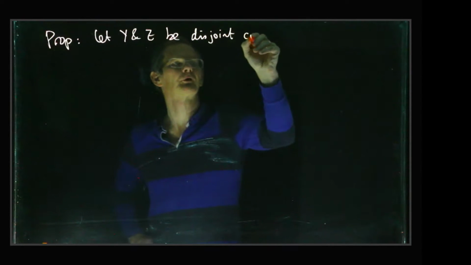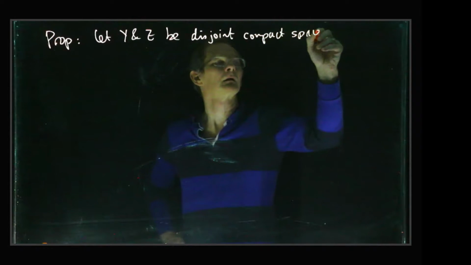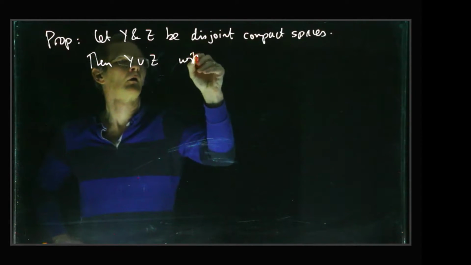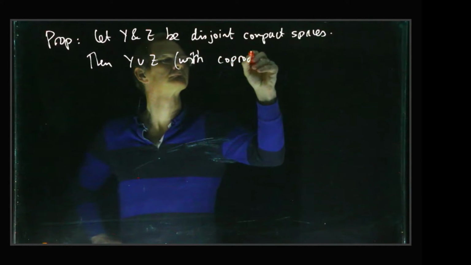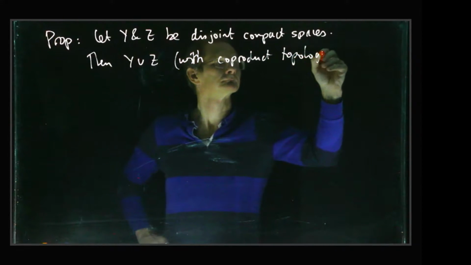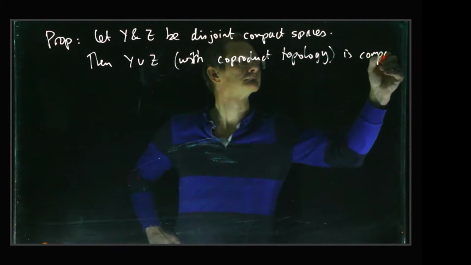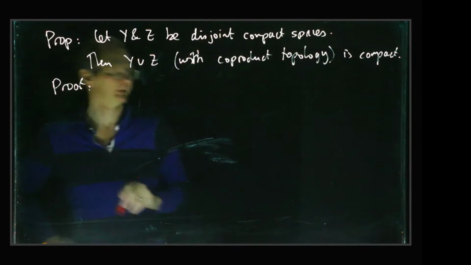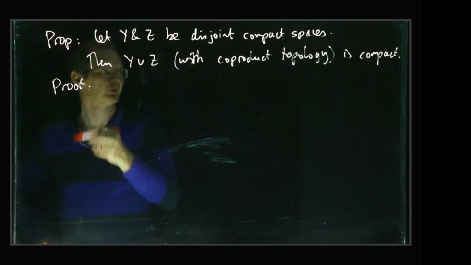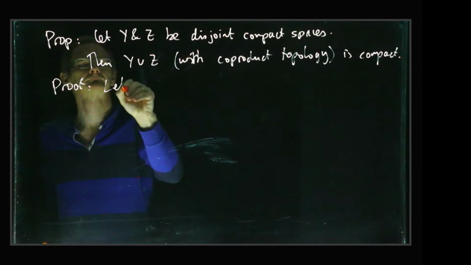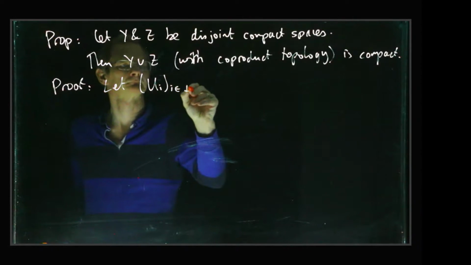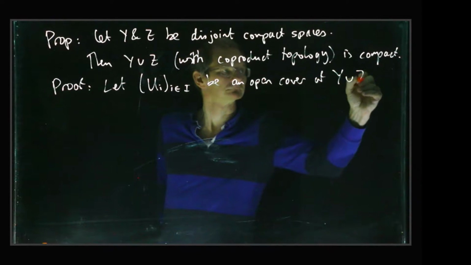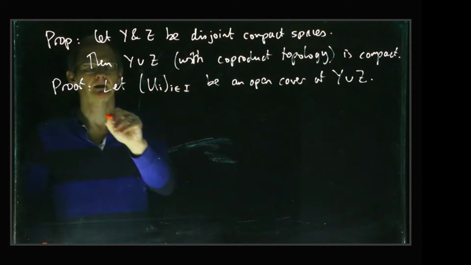suppose we've got two disjoint compact spaces. Then I want to claim that Y union Z with the coproduct topology is also compact. Okay, so as always with a direct proof of compactness, we have to start by supposing we're given an open cover. Okay, so that's an open cover of Y union Z. Okay, so what does that mean?